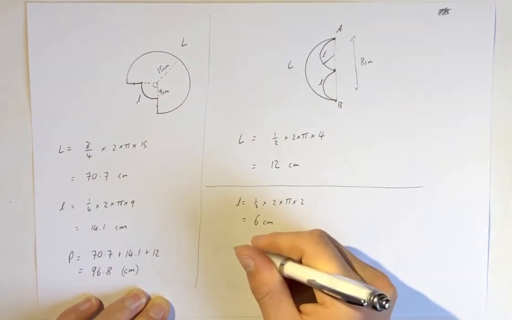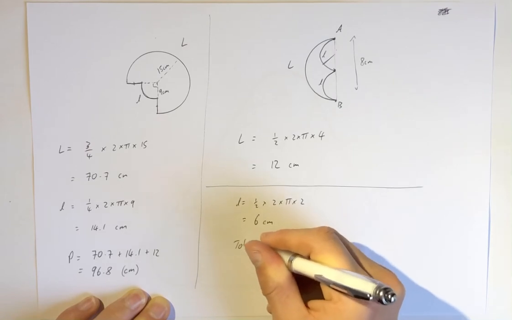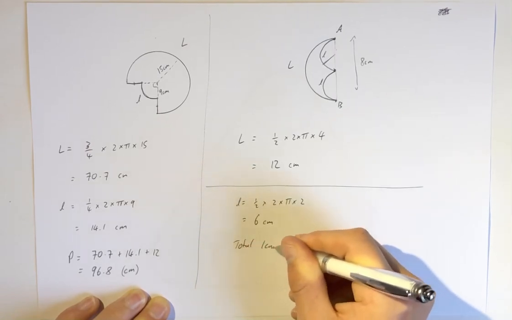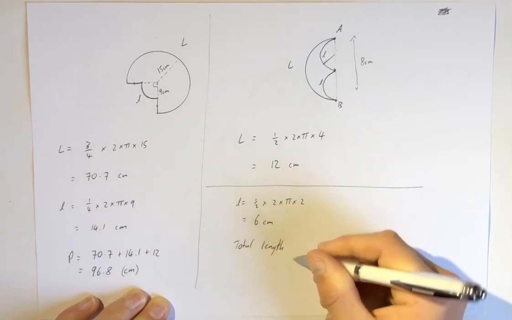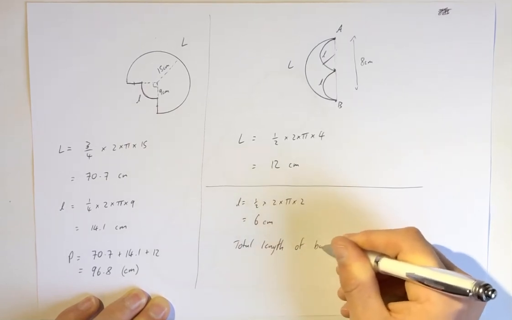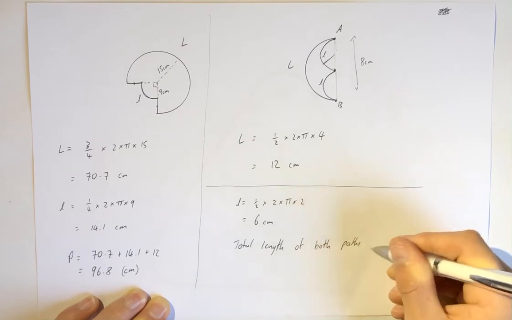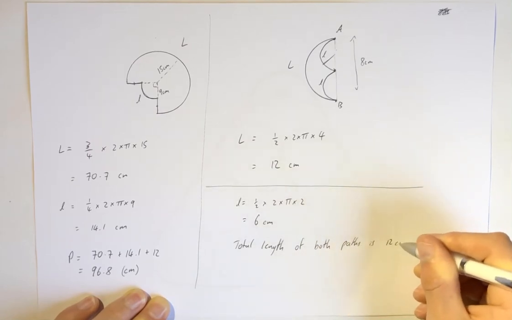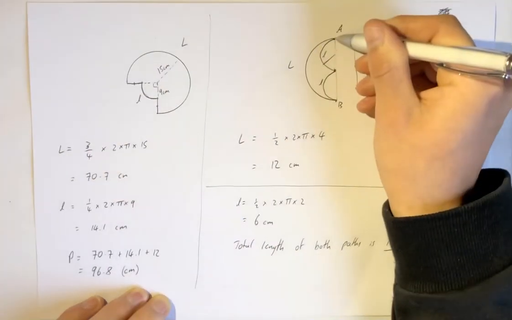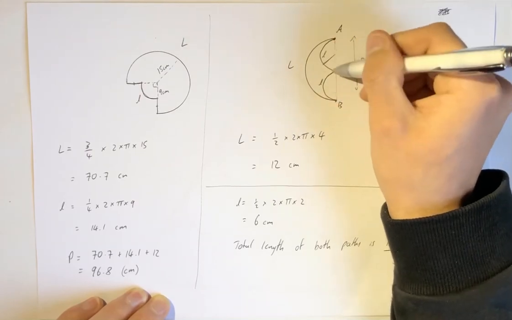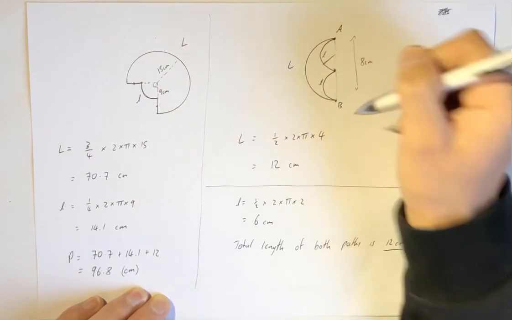So the total length of both paths is 12 centimeters. So in fact, that is the same as that.